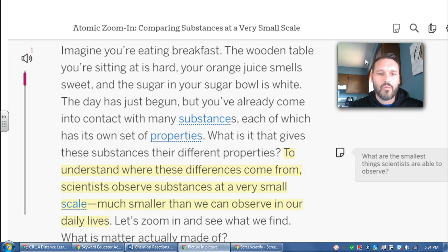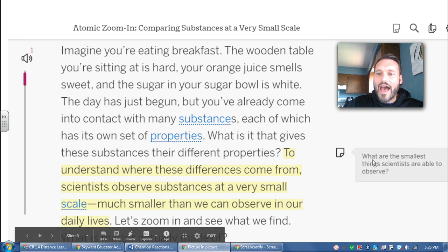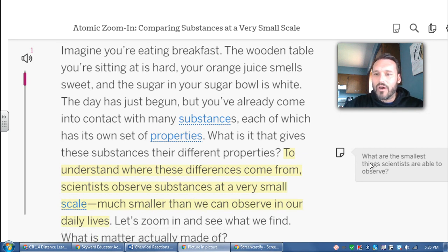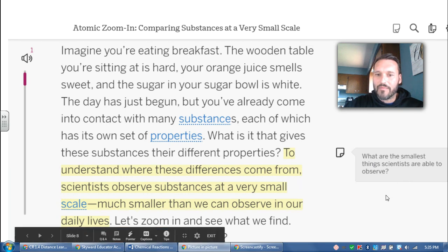What is it that gives these substances their properties? To understand where these differences come from, scientists observe substances at a very small scale, much smaller than we can observe in our daily lives. Let's zoom in and see what we can find. All right, so my question, you can see that I highlighted in here, the question I have annotated was, what are the smallest things scientists are able to observe?